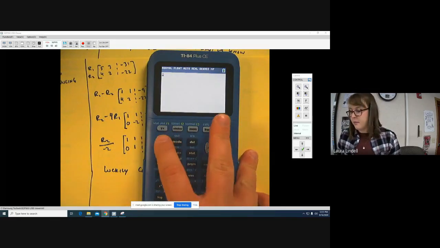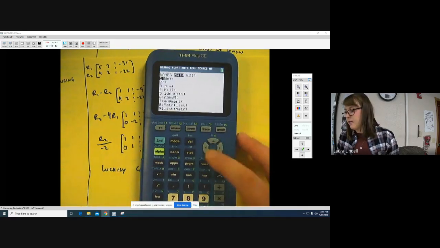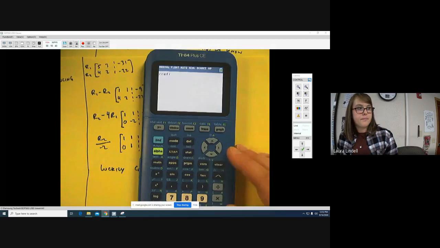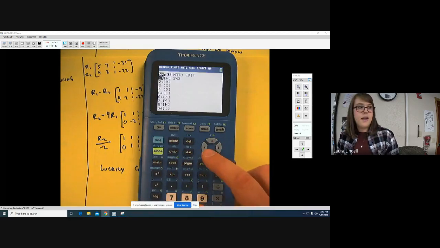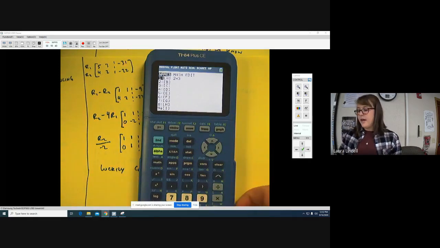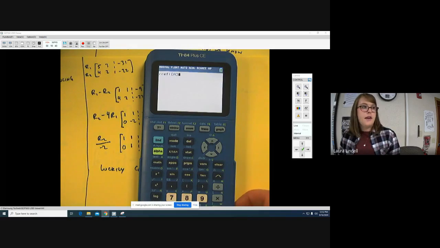And then go second matrix, math, RREF. Then we're going to call up that matrix. So we're going to go second matrix again. And under names, you want the matrix that you just edited. So if you did matrix A, all you have to do is hit enter, and then hit enter again. And it brings up the reduced row echelon form for that matrix.